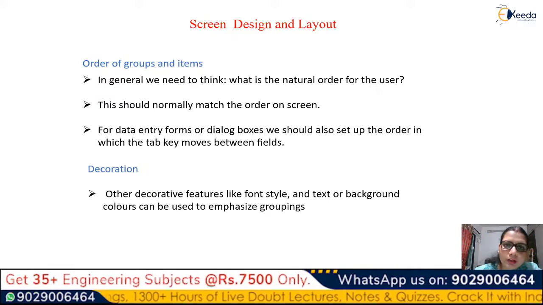Earlier we talked about the ordering of the system, that is, how the order is maintained. Now we'll look at the order of the group along with the items. In general, we need to think about the natural order of the user. The user will not look at the ordering of appearance or the sequence of the screen. The first thing is this, and the second thing is the frequency of use. These two are related to the end user part.